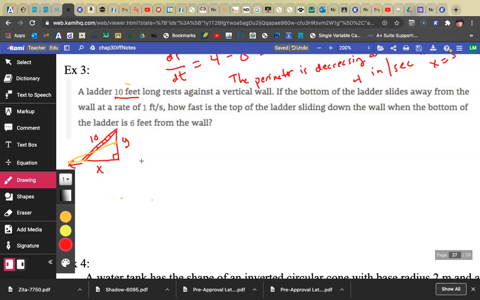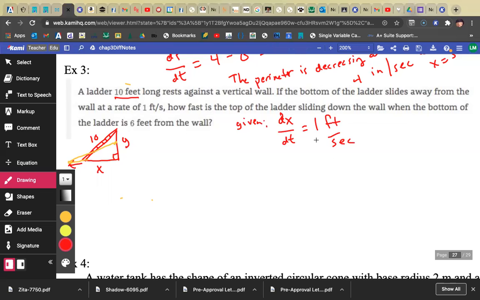So what am I given in this problem? I am given that the bottom of the ladder slides away from the wall. So that's right here. The bottom slides away from the wall at a rate of 1 feet per second. So that is my dx/dt. That's what I am given. Important to note which one I'm given. So I'm given dx/dt and it's 1 feet per second.